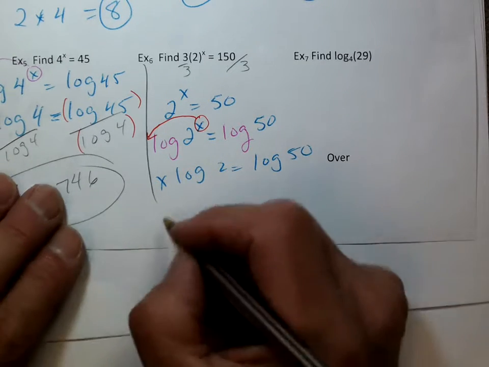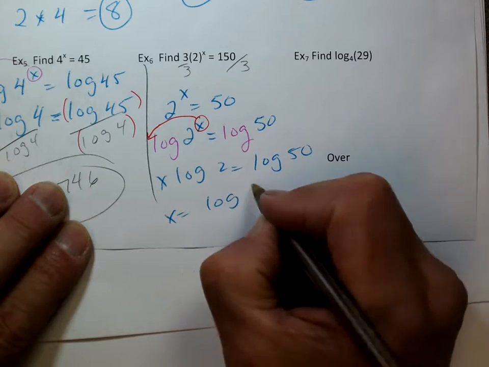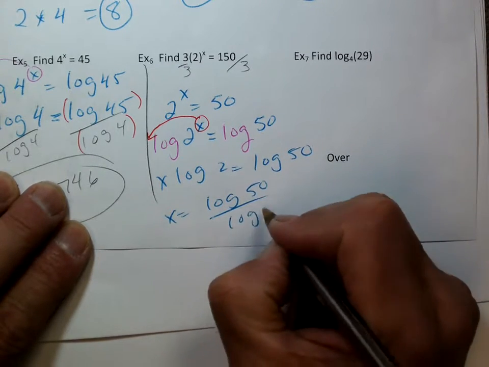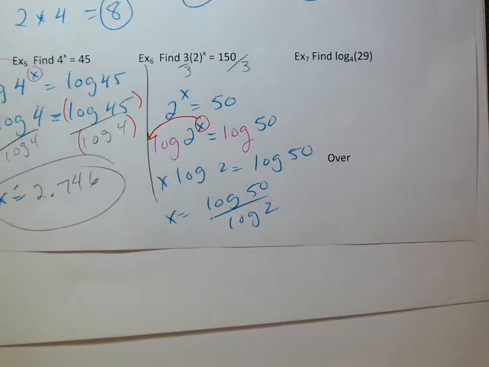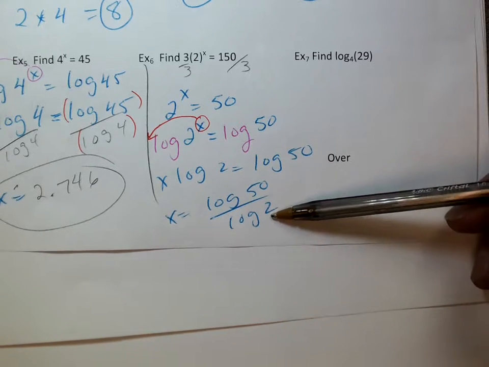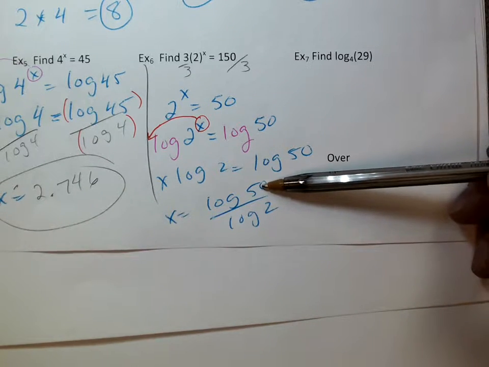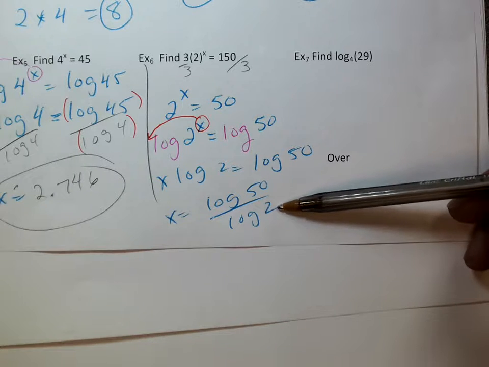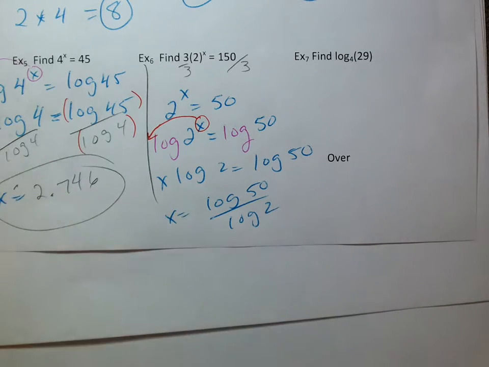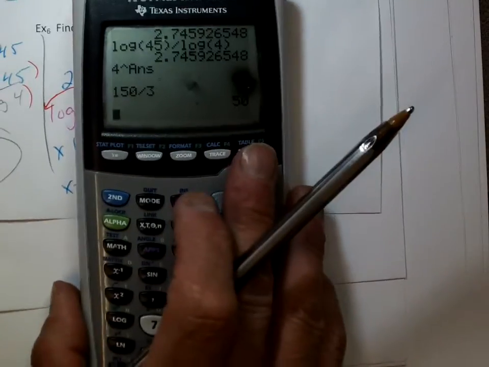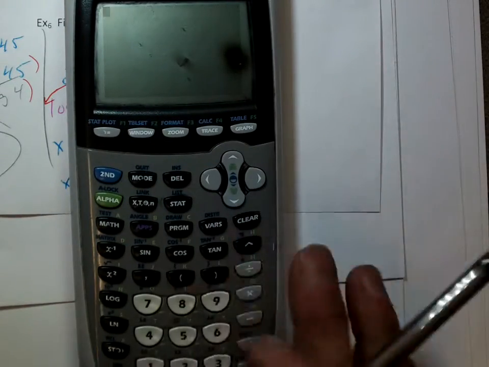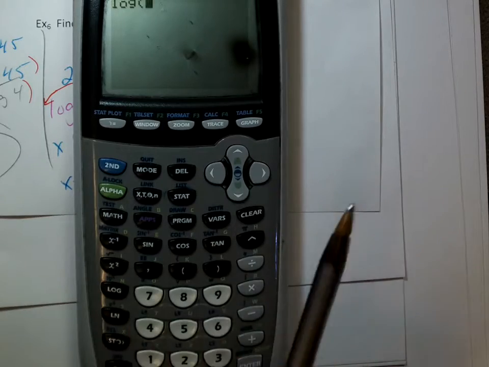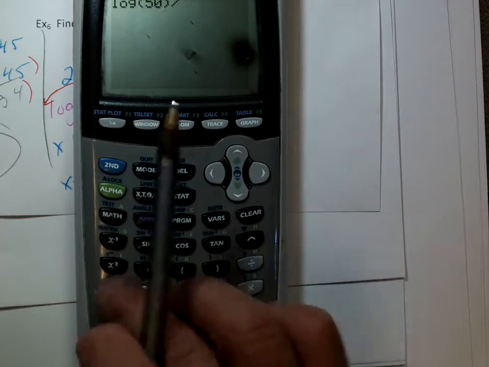Divide by the log of 2, x equals log of 50 divided by the log of 2, which is not log of 25. It is not. Do not make this log of 25, because log of 50 is some ugly decimal in your calculator. Log of 2 is some ugly decimal in your calculator. Just keep it log of 50 divided by log of 2, okay? So let's find out what it is. Okay, so clear. So let's go log of 50 divided by log of 2.